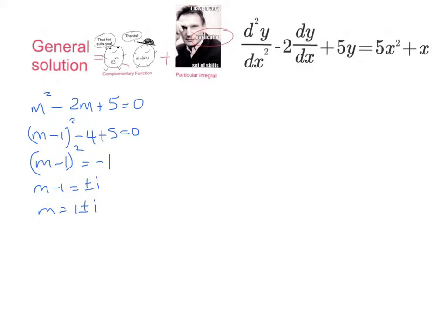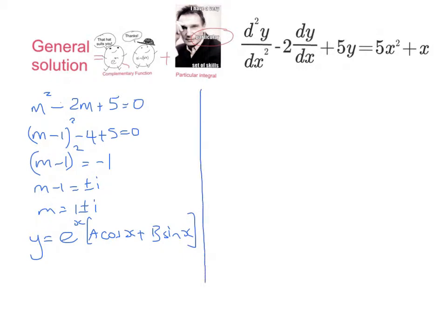That's complex conjugate roots. So the complementary function is given by e to the real bit, which is 1x, and then any amount of cos beta x, that's how much imaginary, which is 2, so cos 2x, and then b sine 2x. That's my complementary function.